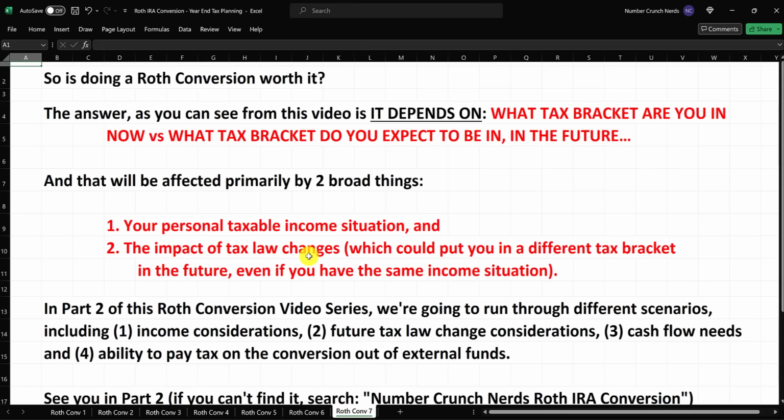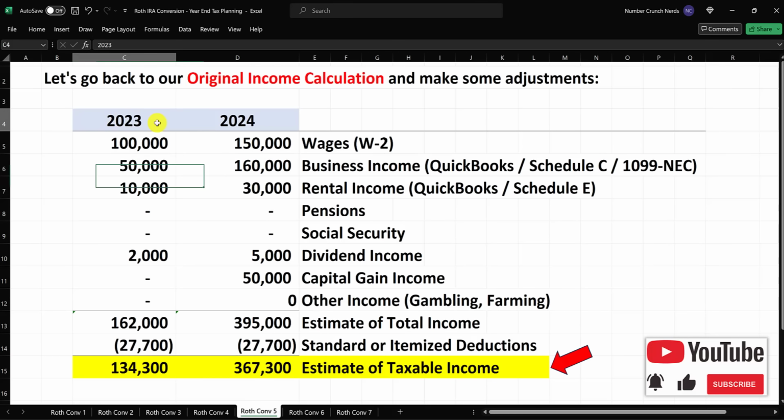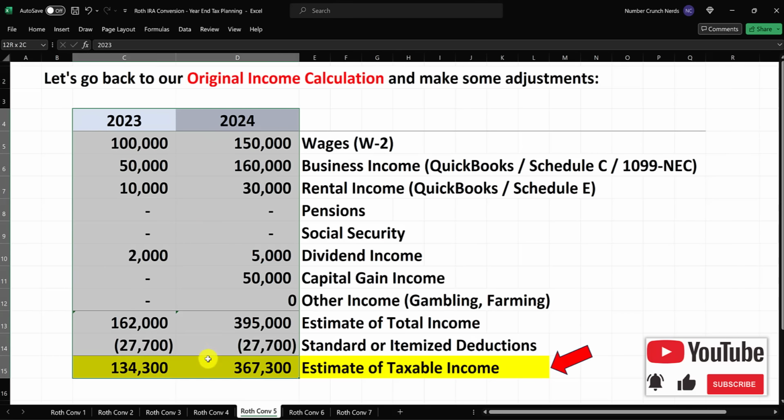All right, so let's go here. Is doing a Roth conversion worth it? The answer, as you can see from this video, is it depends on what tax bracket you are in now versus what tax bracket you expect to be in the future. And that will be affected primarily by two broad things. One is your personal taxable income situation, and that is what we just went over right here. This is your personal taxable income situation.